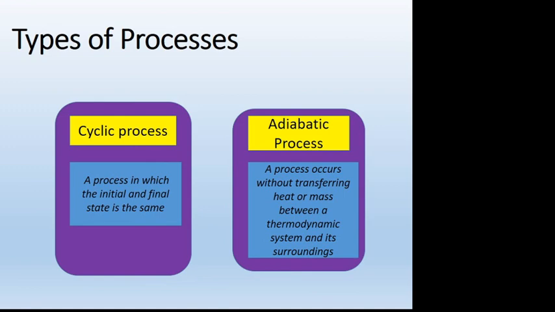Then another type of process is the adiabatic process. An adiabatic process is a process which occurs without transferring heat or mass between a thermodynamic system and its surroundings. Heat energy will not be exchanged between the system and surroundings. That type of process we call an adiabatic process. Okay, so these are the basics of thermodynamics.